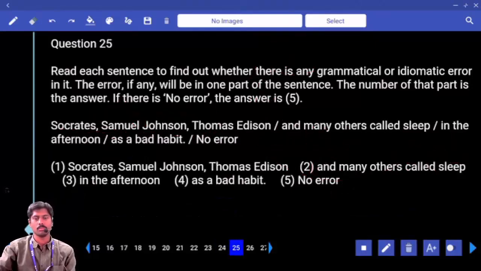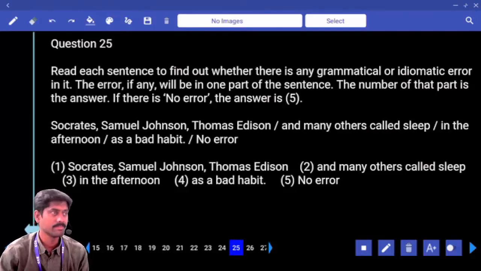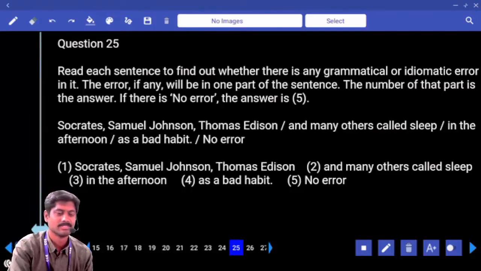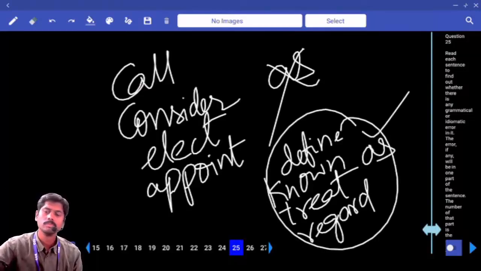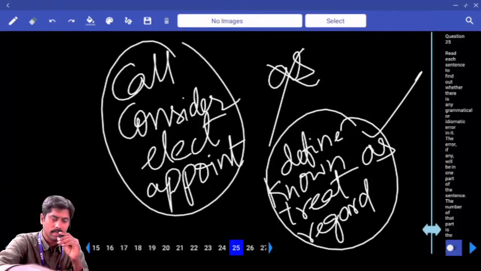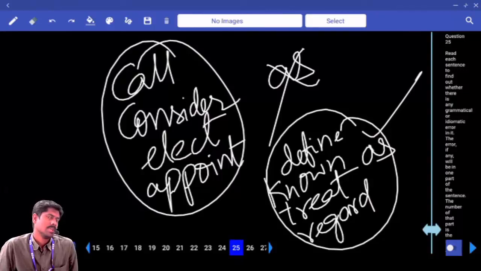Socrates, Samuel Johnson, Thomas Alva Edison and many others called sleep in the afternoon as a bad habit. Answer. Sleeping in the afternoon. After call, consider, elect, appoint, don't use as. After define, known, treat, regard, you can use as. She is called as a fool. Wrong. She is called a fool.